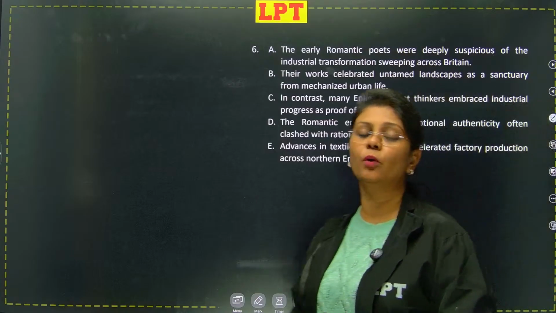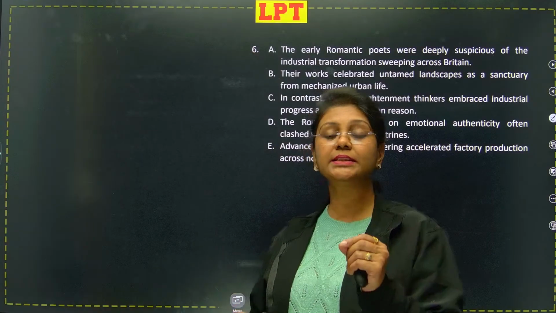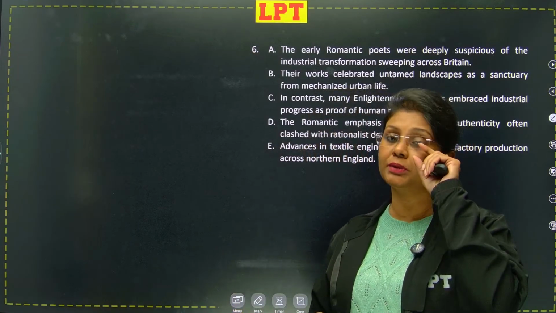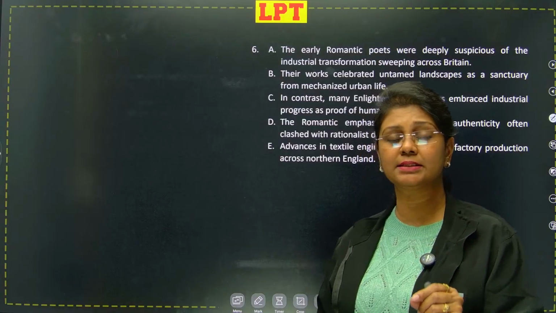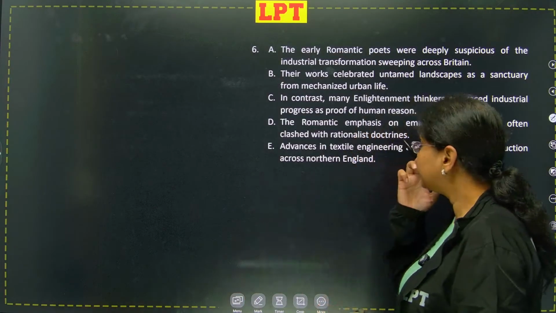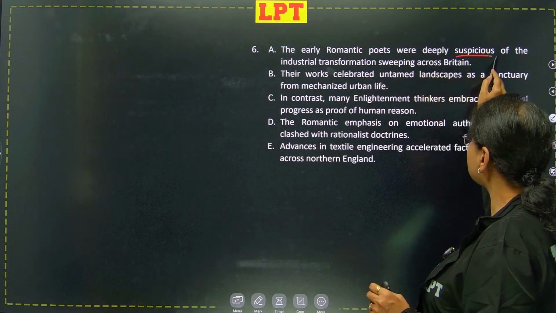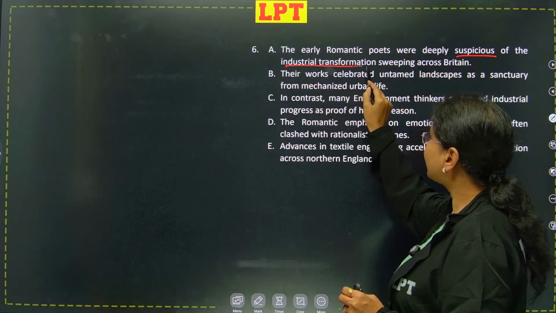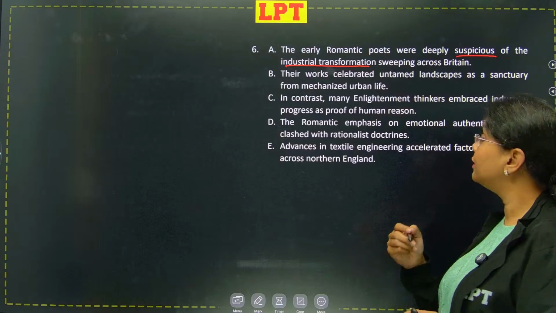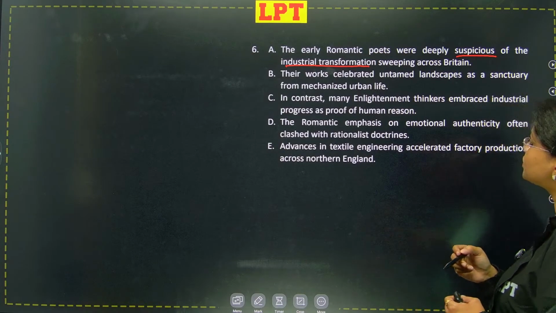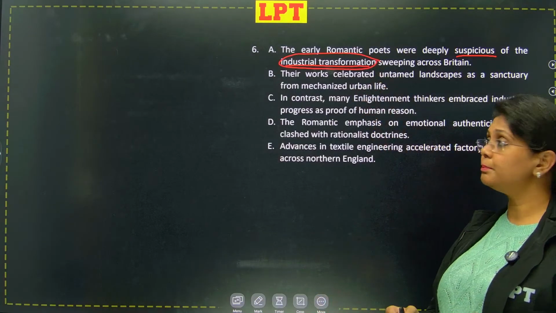All right, so let's go about solving this odd one out question and try to figure out which is the sentence that does not really belong to the rest of the four statements, or does not cater to the theme discussed in the other statements. A says the early romantic poets were deeply suspicious of the industrial transformation across Britain. So we talk about romantic poets here being suspicious of the industrial transformation sweeping across Britain. All right.